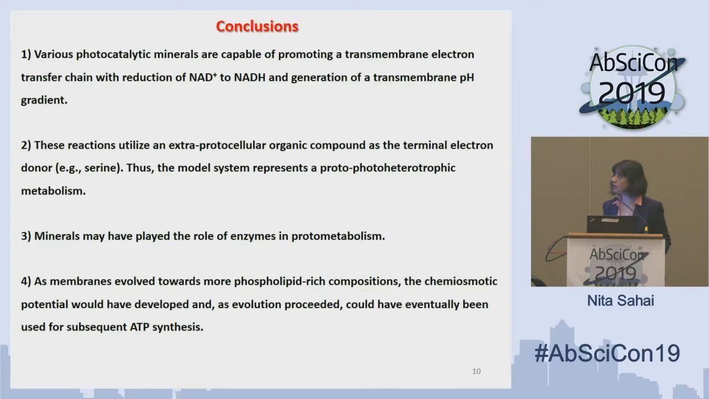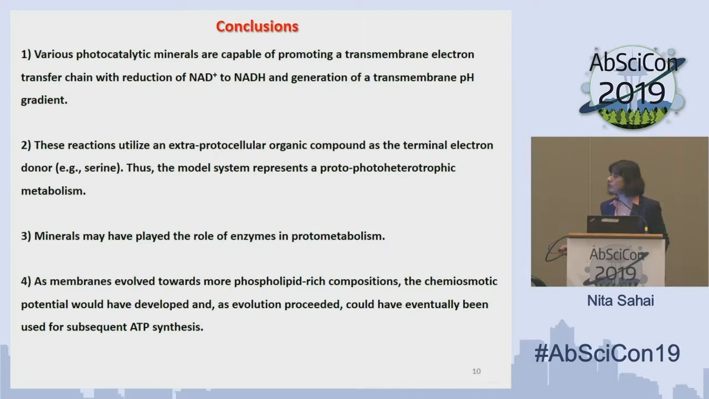So in conclusion, various photocatalytic minerals are capable of promoting a transmembrane electron transfer chain with reduction of NAD plus to NADH and the generation of a transmembrane pH gradient. These reactions utilize an extracellular organic compound as the terminal electron donor, such as serine and glycine. Thus, the model represents a proto-photoheterotrophic metabolism because it's utilizing this reduced organic compound for the metabolism.